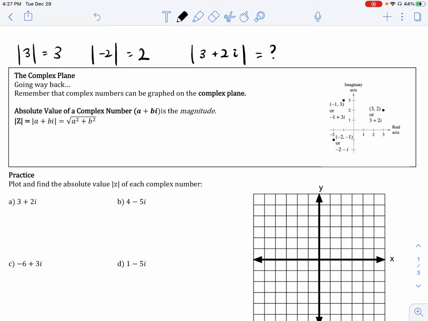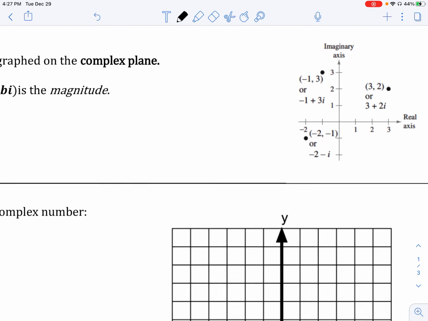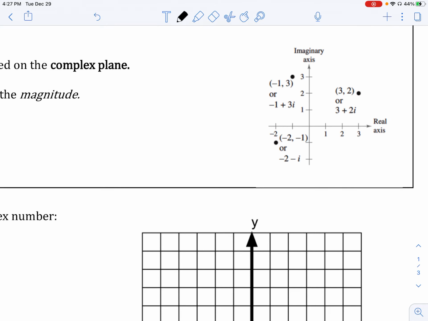And for us to really visualize that, we've got to go back a little bit, and remember that complex numbers can be graphed on what's called the complex plane. This is very similar to the Cartesian plane, but our x-axis is really our real axis, and our y-axis, if you will, is our imaginary axis. So a number like 3 plus 2i, which would be this number right here, what we're really asking ourselves when we want to find the absolute value of this number is how far is this number from the origin? What is this distance here?